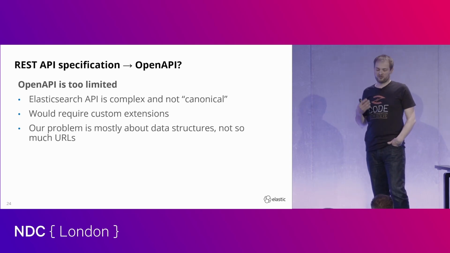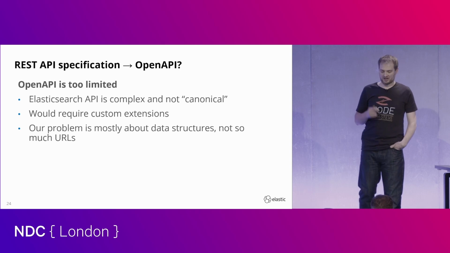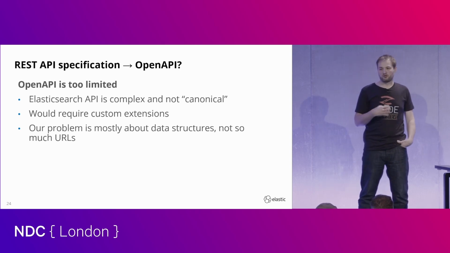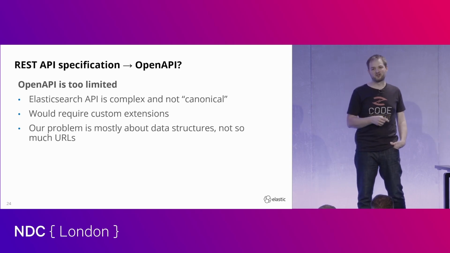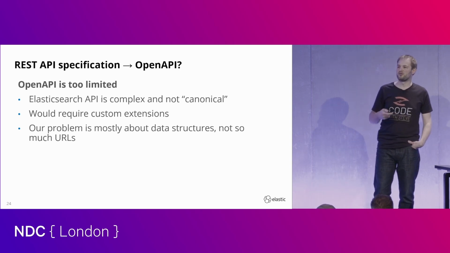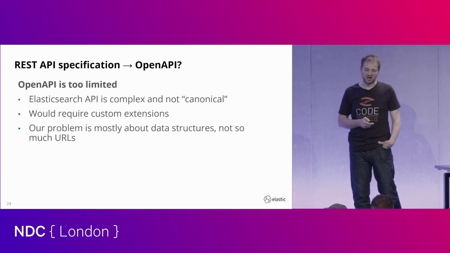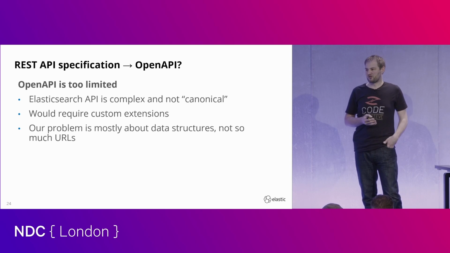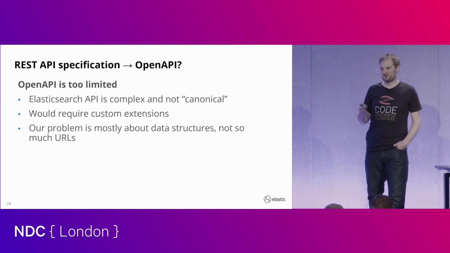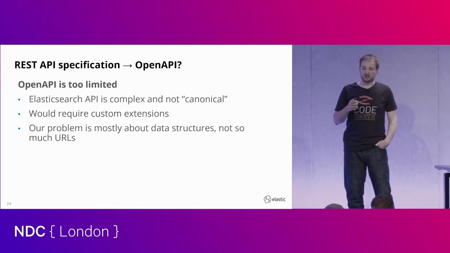Ultimately, at the time at least, OpenAPI was a bit too limited. Elasticsearch is very complex, and we'd need custom extensions added in there to handle some of the edge case things that we have and the weird polymorphism that some of the request and response types have. Ultimately, our problem's about representing data structures. Endpoints are quite easy to represent, specify and document. The data structures are harder.